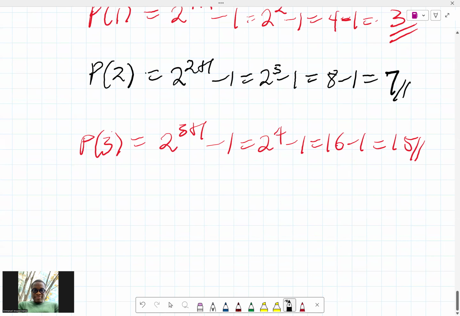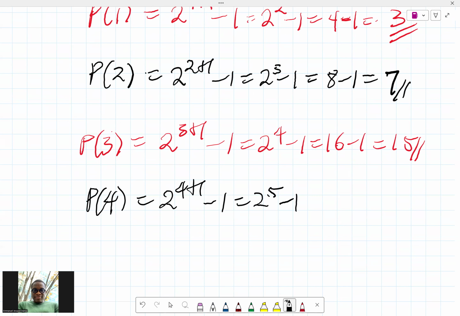And for the last one, of course, we can keep going, but the last one we will have here is 4. So we have 2 raised power 4 plus 1 minus 1. That is 2 raised power 5 minus 1, which is 32 minus 1. So after 4 generations, we have 31 rabbits.